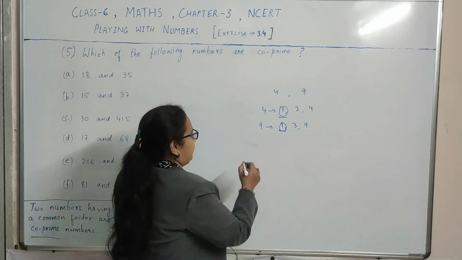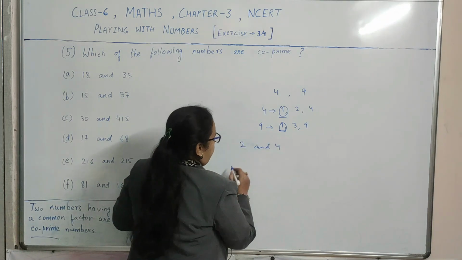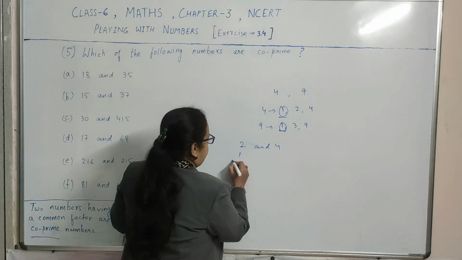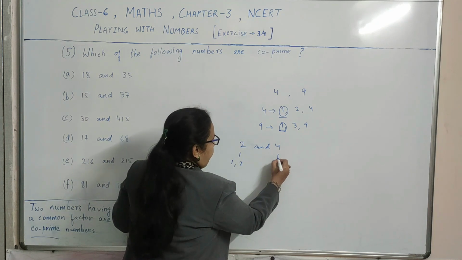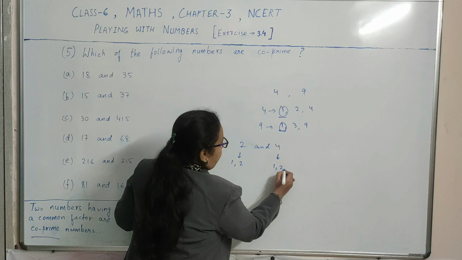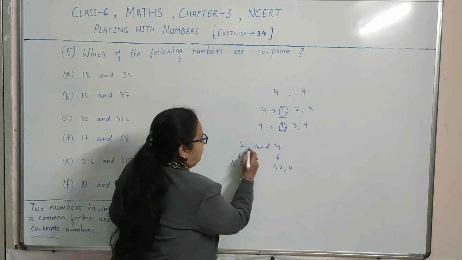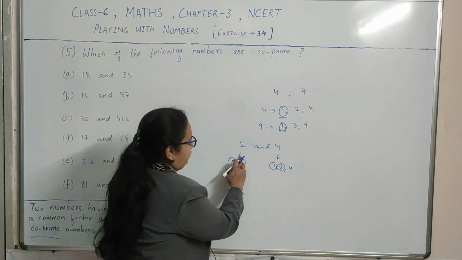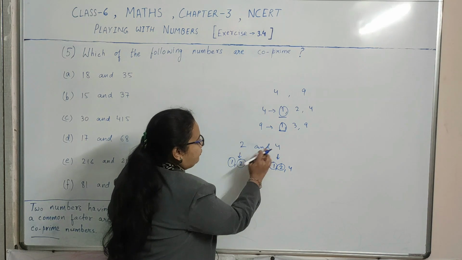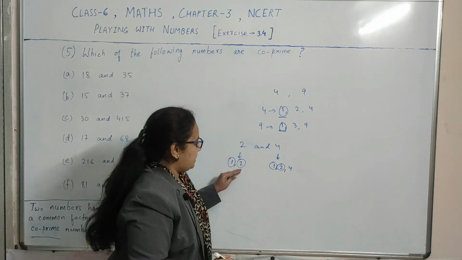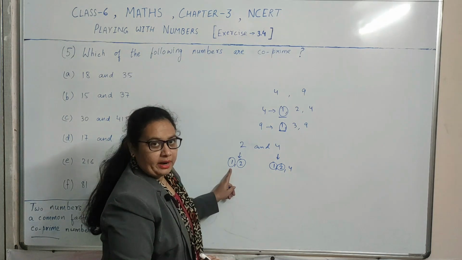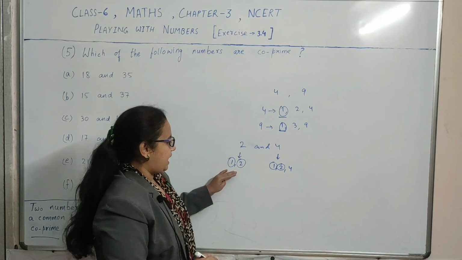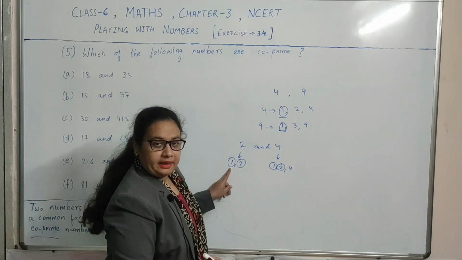Understood? Now take two other numbers, 2 and 4. You want to find whether these two numbers are co-prime or not, so you have to find the factors. The factors of 2 are 1 and 2, and the factors of 4 are 1, 2 and 4. The common factors of 2 and 4 are 1 and 2. It means there is another factor other than 1. So these two numbers are not co-prime, because they have other factors other than 1.